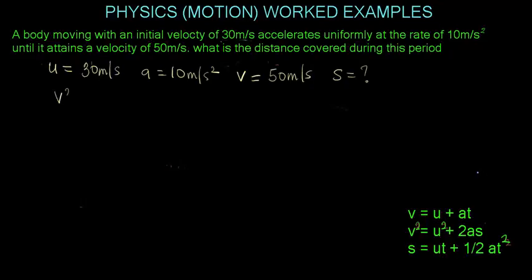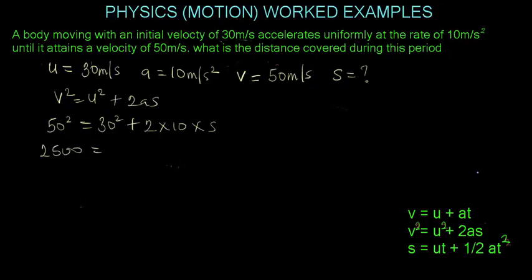Equation 2 is v squared is equal to u squared plus 2as. Now if we take v squared, 50 squared is equal to, what's our u? 30 squared plus 2 times 10 times s, and that's what we are looking for. So 50 squared is 2500, which is equal to 30 squared, which is 900, plus 2 times 10.